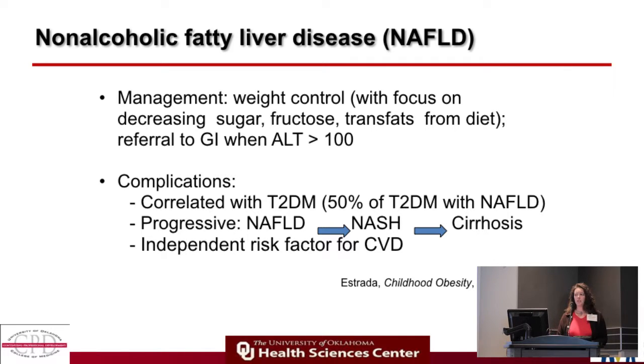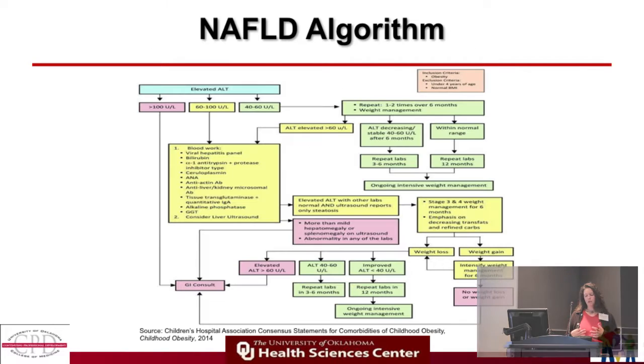The recommendations come from this source right here, the Children's Hospital Association consensus statements for comorbidities of childhood obesity. These are pediatric experts from 25 or 26 Children's Hospital Association members who got together to say, hey, there are no guidelines on what I should be doing with these kids with all these chronic conditions. Working with their specialists and at their own programs, they put together a consensus statement of recommended management.